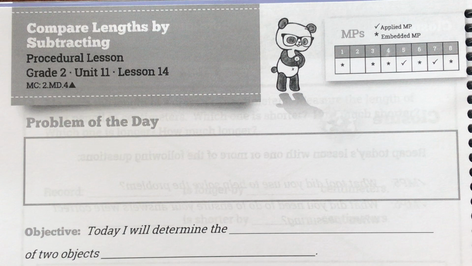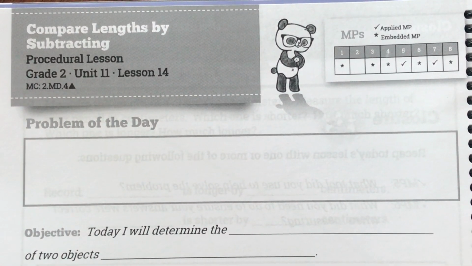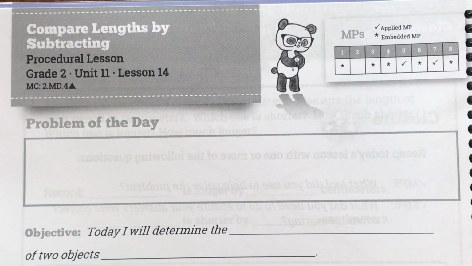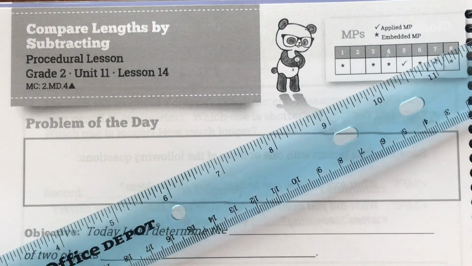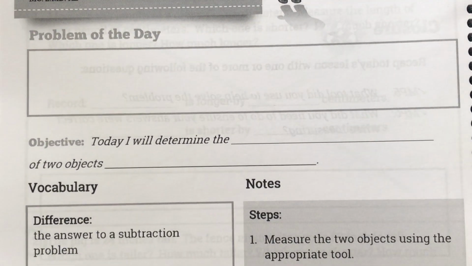Today we are on page 155 of our student journals, and we are on lesson 14. So we're going to be continuing with what we started yesterday. The only difference today is that we're going to be doing some measuring as well. So you're going to want to get your ruler back out. Okay, so let's look at our objective or our goal for the day.